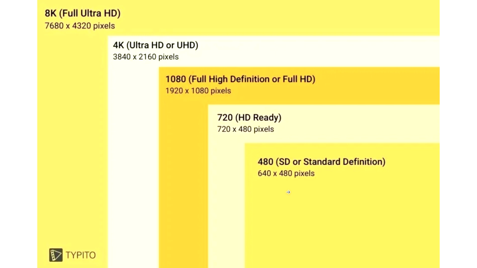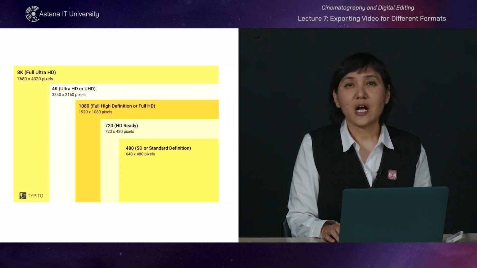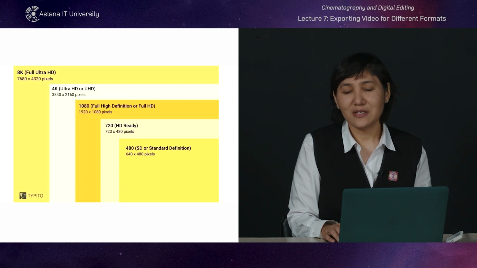When exporting video for the web, the goal is to find the right balance between quality and file size, as larger files take longer to load and can affect streaming performance. Resolution is an important factor to consider, with 1080p, or dimensions 1920 by 1080, being the standard for most online videos. However, platforms like YouTube also support 4K resolution, or dimensions 3840 by 2160, which is becoming more common for higher-end content.